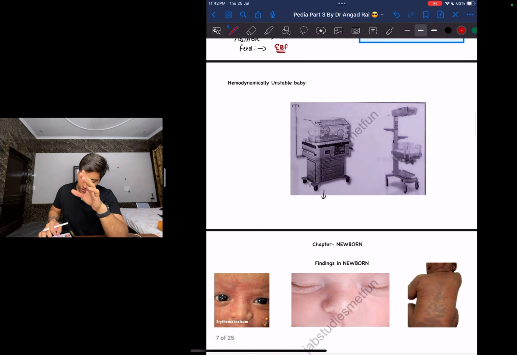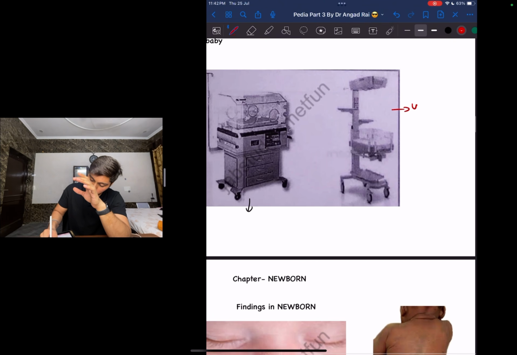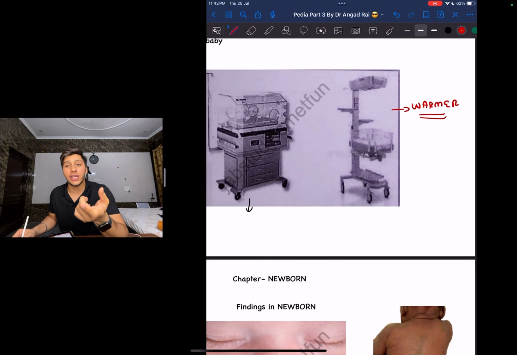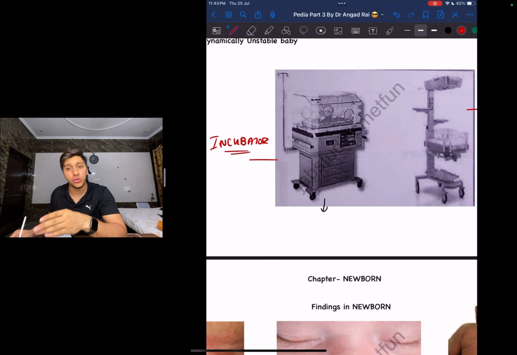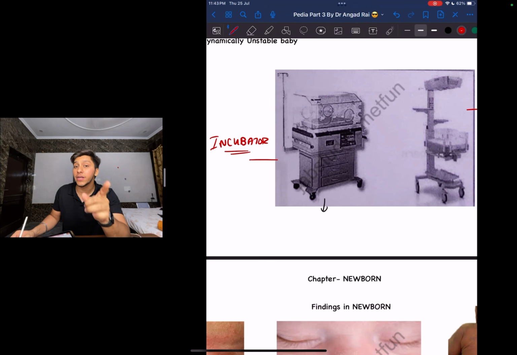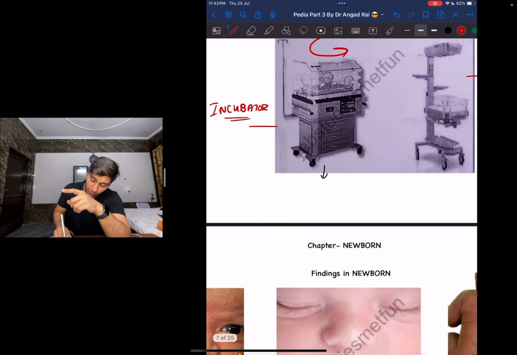Now the two things which you see over here, guys, this is an incubator, and guys this is a warmer. Now I will tell the mode of action, you will tell me the mechanism. Over here, this is a closed thing. In case of transportation of a baby, you will use an incubator and not a warmer. Here the air is going around and that is responsible for giving the heat. So if this is the air thing, what is the mode of action, guys? Convection.